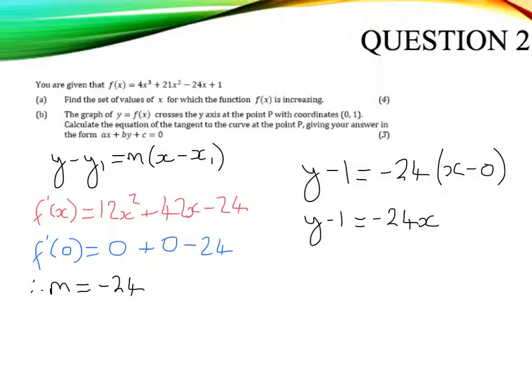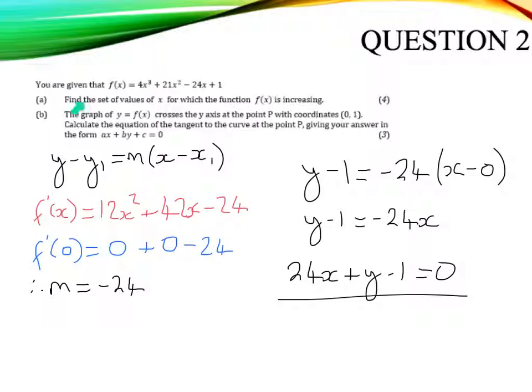It wants it in the form ax plus by plus c equals 0. So I want everything on one side. So why don't I add 24x to both sides, and now I get 24x plus y minus 1 equals 0. Okay, nice, 3 marks for that one, mainly because we've done a lot of the hard work already by differentiating in the first section. Now, notice that these questions again aren't leading you through nicely on how to do this.